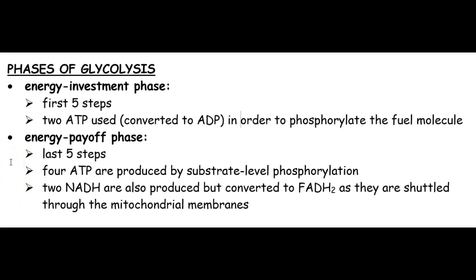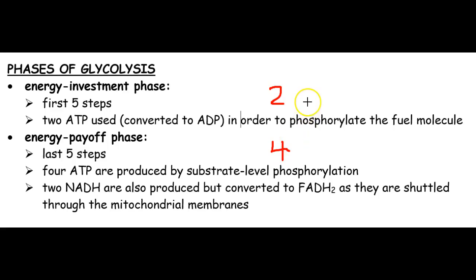So for that reason, the second phase or section of glycolysis, which happens in the last 5 steps, results in 4 ATP actually being produced. So we've invested 2 and we've made 4. So let's just do the math on this. Not too hard math. We put in 2 in this first stage and we end up with 4 ATP being produced as a result.